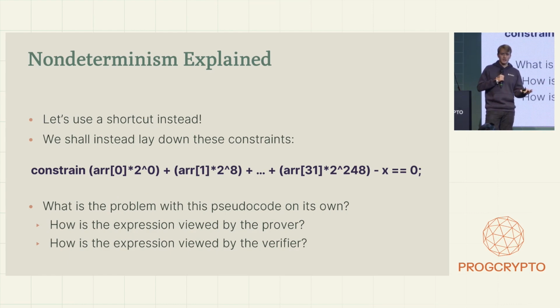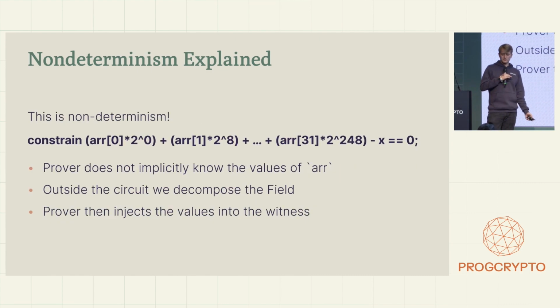So we're gonna try a different strategy. We're instead gonna lay down the constraints that I've simplified into this formula, and we're still gonna have as input that field 1000, but now we're gonna do that decomposition we saw on the slide earlier outside the circuit. But if we just have this pseudocode on its own, it's not clear to the prover exactly how they should be able to do anything. Essentially, the prover does not implicitly know the values of the array.